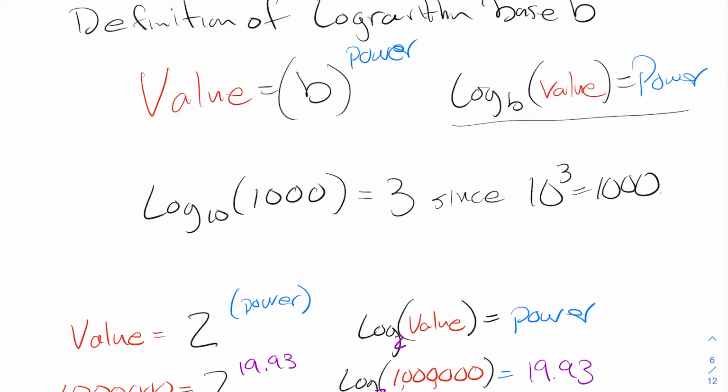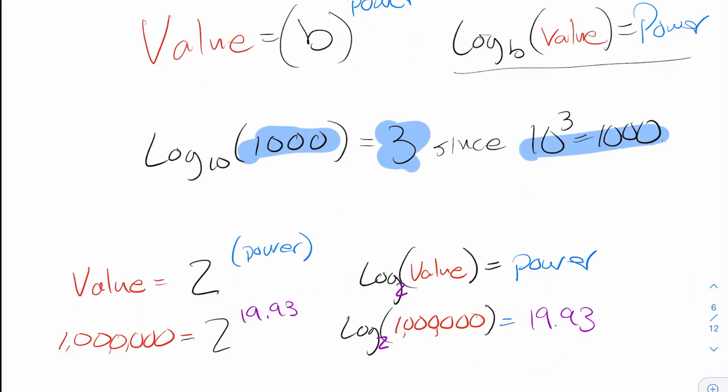So for instance, the log base 10, if we're talking base 10, growth factor 10, how many times do you have to multiply by 10 to get to 1,000? Over here, well, that's 3, since 10 to the third is 1,000. The log base 10 of 1,000,000 is 6, because 10 to the 6th is 1,000,000. So how many factors of 10 do you need to get to the value?